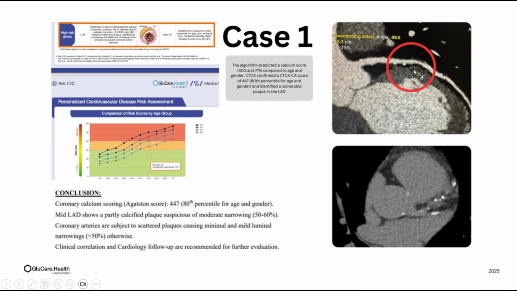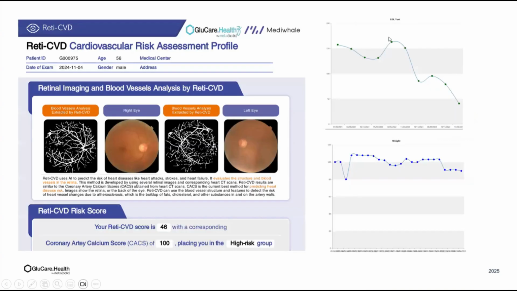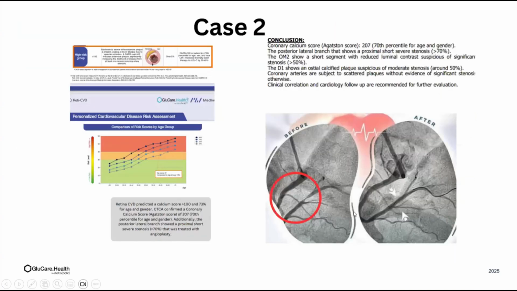And in the patient, we identified a vulnerable plaque in the LAD that didn't need treatment. But moving forward, the patient started treatment with GLP-1, semaglutide, and PCSK9 inhibitors. You will see the levels of LDL cholesterol and how well he's doing with the weight, and it's been only a few months after the screening.